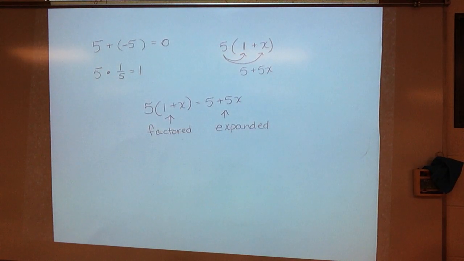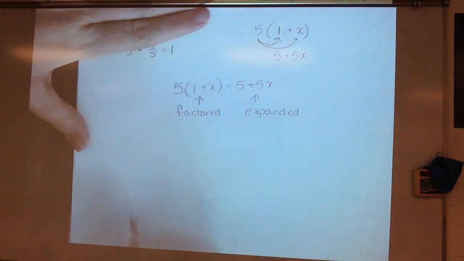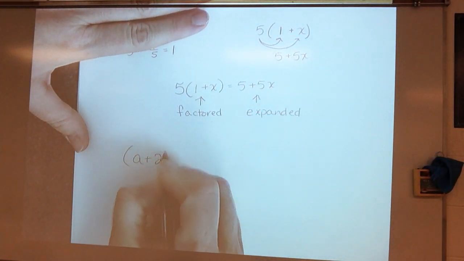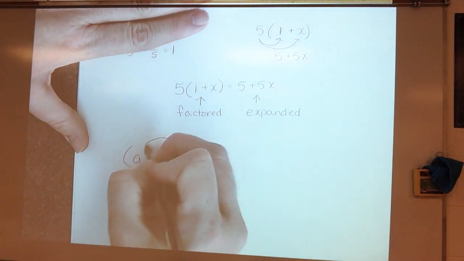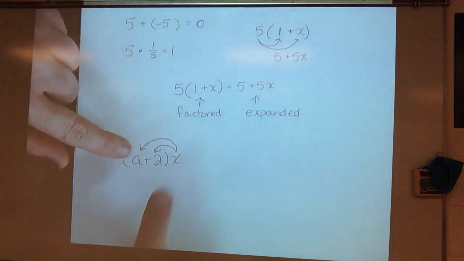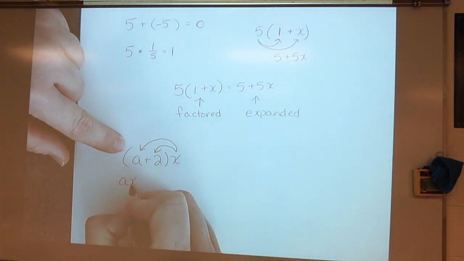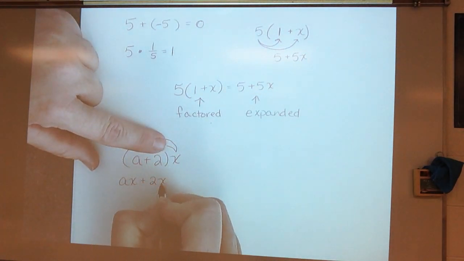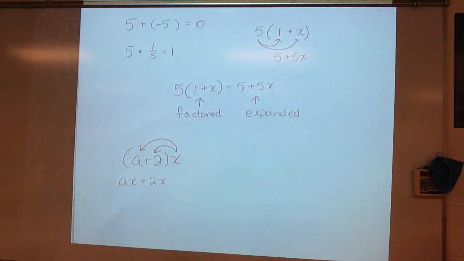So using the distributive property, it says write the expanded form of a plus 2 times x. Well, in order to do that, guys, I'm using distributive property. It tells me that I need to distribute x among everything that is inside that parentheses. So a times x is ax, and 2 times x is 2x. So this would be our expanded form of that expression.